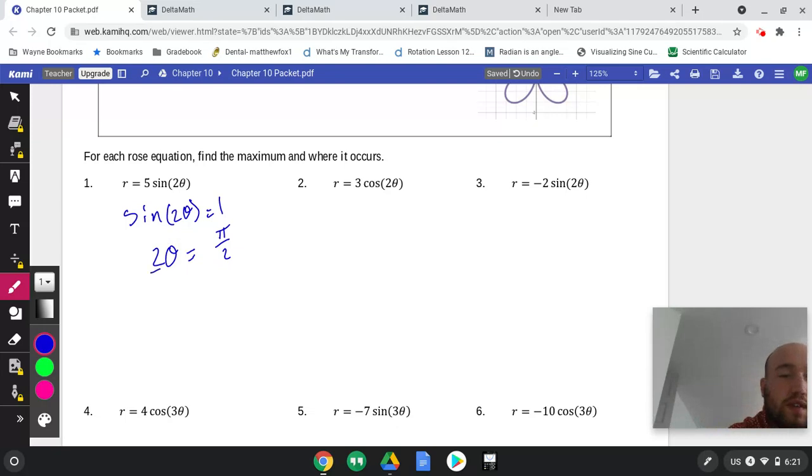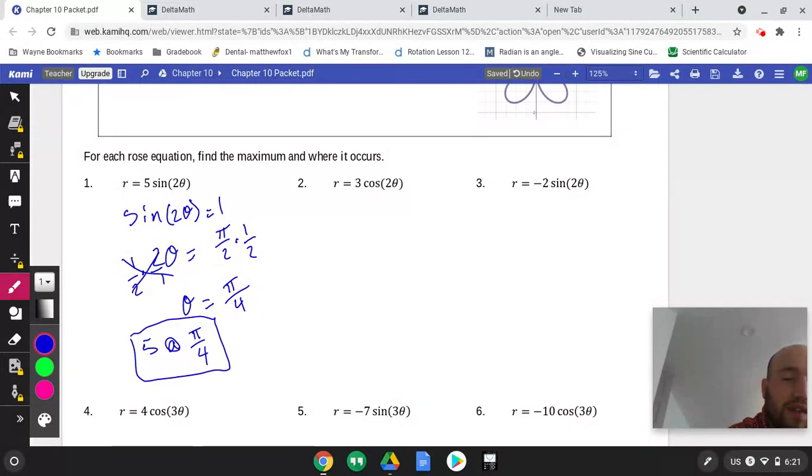And now to get theta by itself, just divide by 2. Or instead of dividing by 2, you can think of it as 2 over 1, so we'll multiply by 1 over 2, the reciprocal. That'll cancel. Multiply by 1 over 2, this might be easier, so we'll get theta equals pi over 4. 2 times 2 is 4 on the bottom. Pi times 1 is pi. Now, where does this occur? The radius will be 5 at pi over 4. The reason we know the radius is 5 is that if we got a 1 there, 1 times 5, that maximum is 5 at pi over 4.